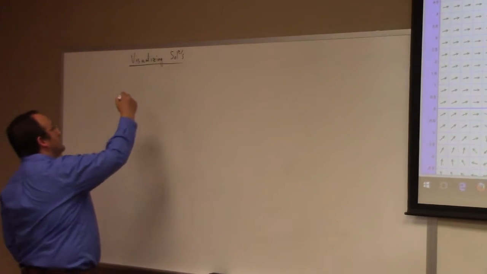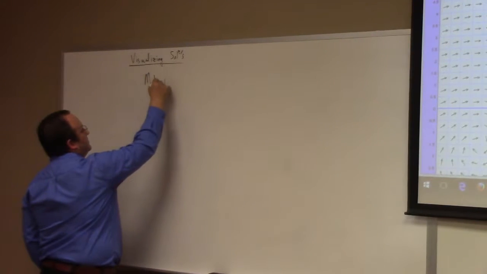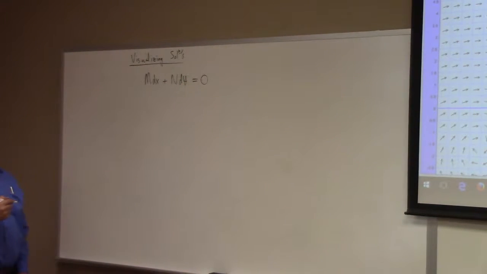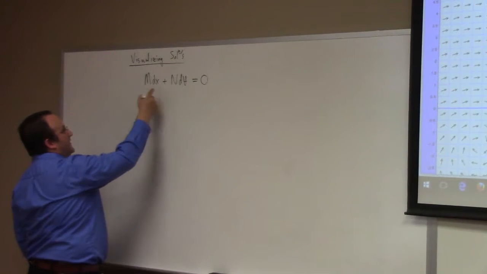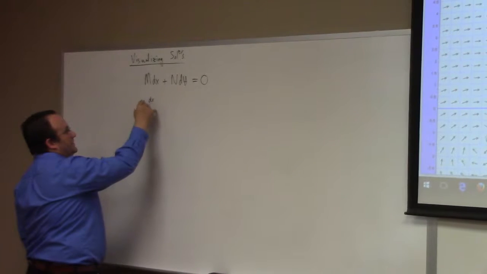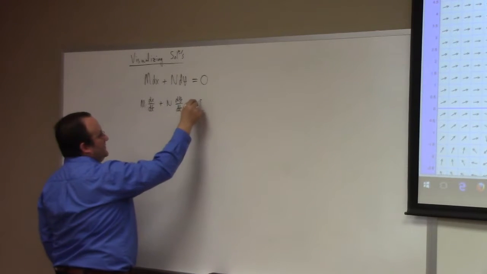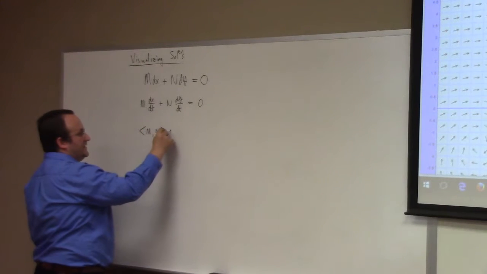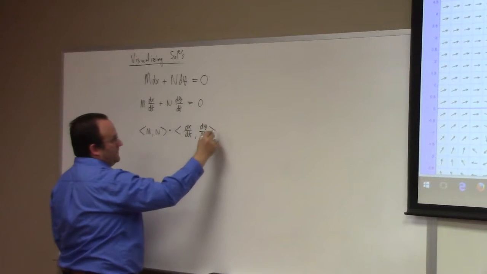So in particular, if we think about M dx plus N dy equals 0, suppose that this is the differential equation we're thinking about. If we divide by dt, this gives us M dx/dt plus N dy/dt equals 0. Or you could look at this as the vector (M, N) dot (dx/dt, dy/dt) equals 0.